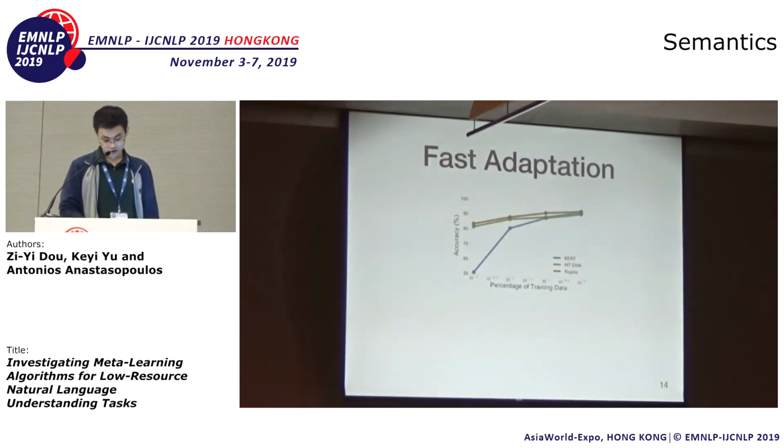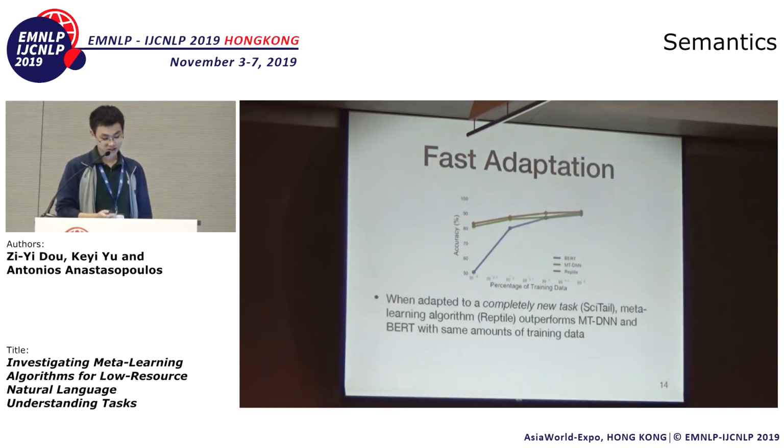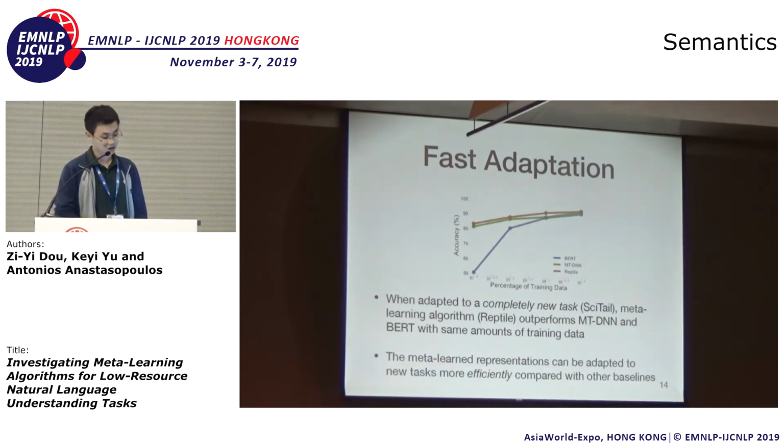We also tried to adapt the model to a completely new task, which is a task that is never seen during the meta-learning stage. We can see that the meta-learning algorithm, and here we use the Reptile algorithm, can outperform the multitask learning baseline and BERT with the same amount of training data. So we can conclude that the meta-learned representations can be adapted to new tasks more efficiently compared with other baselines.